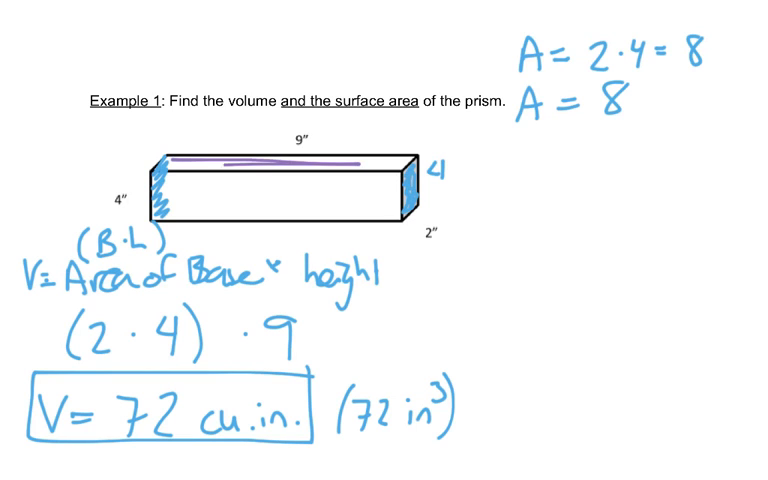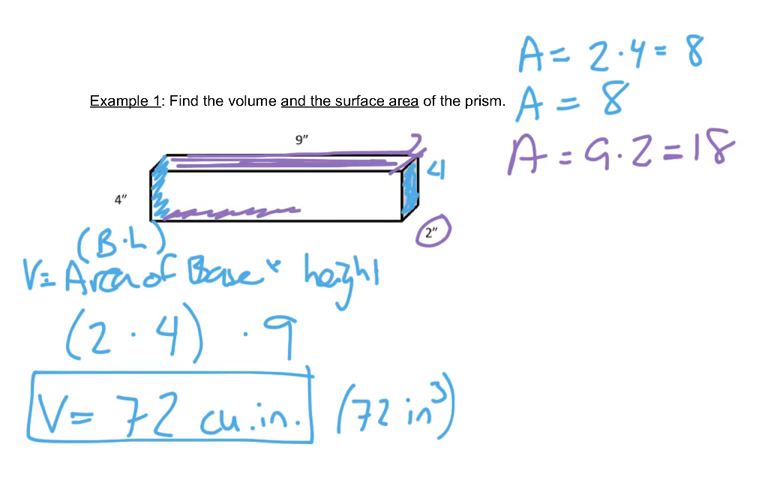So now let's look at the top. We have 9 for this side of the rectangle. For this side of the rectangle would be the same as this right here, would be 2. So for the top we'd have 9 times 2, which is 18. And the bottom down here that we can't see would be the same size, so we'd have another 18.